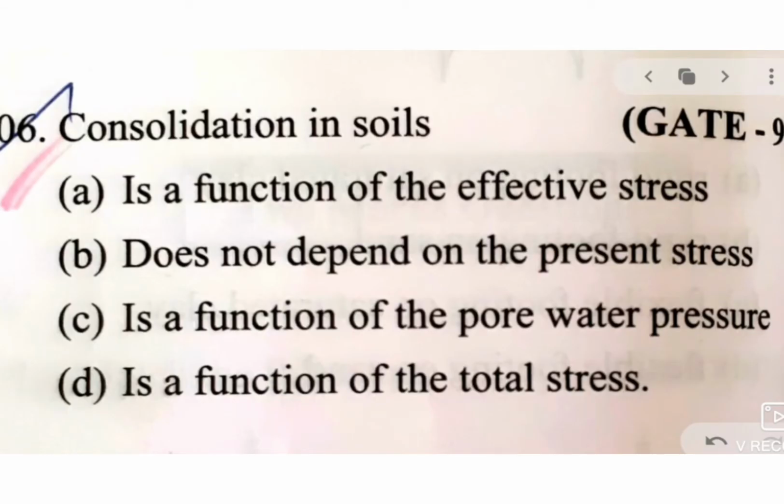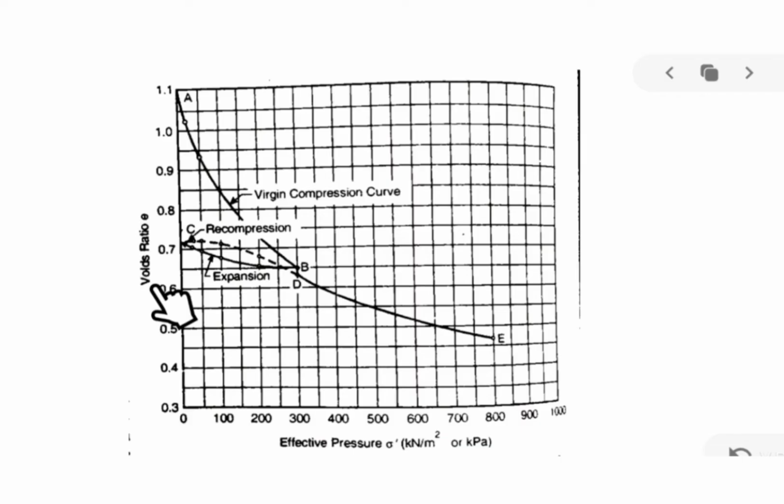In GATE 1999, the question asked was: consolidation in soils is a function of the effective stress, does not depend on the present stress, is a function of the pore water pressure, or is a function of the total stress. So to understand this question, I'll just show you some graph and formulas. Graph between void ratio and effective stress. So here we can say effective stress is being involved.